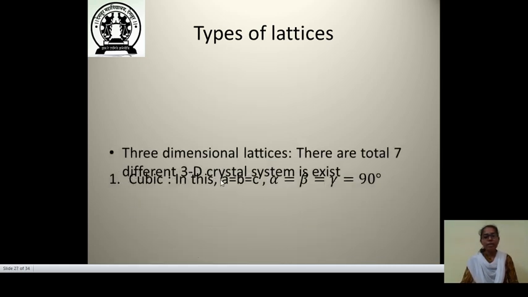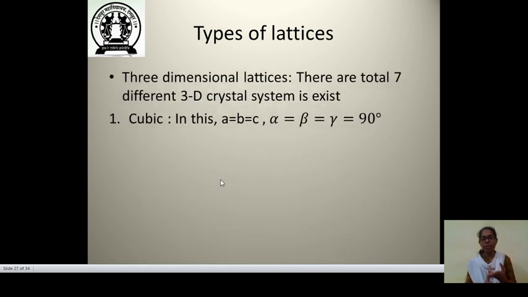After that, three-dimensional lattices. We know that for three dimensions, we need three axes, x, y, z, and the length along the x-axis is A, along the y-axis is B, and along the z-axis is C. Therefore, A, B, C, and the angle opposite to the A vector is alpha, opposite to the B vector is beta, and opposite to the C vector is gamma. According to their condition, we divided the total crystal system into seven types.